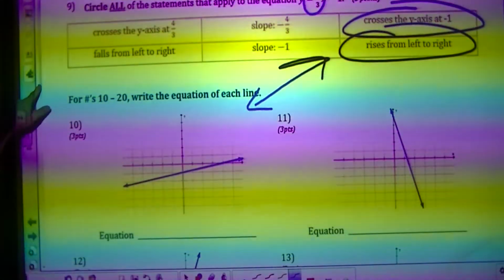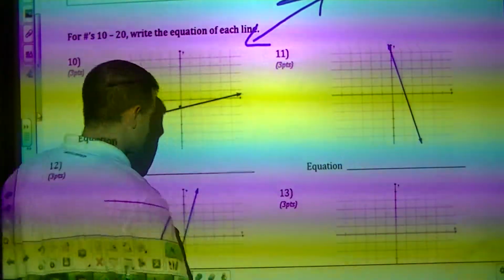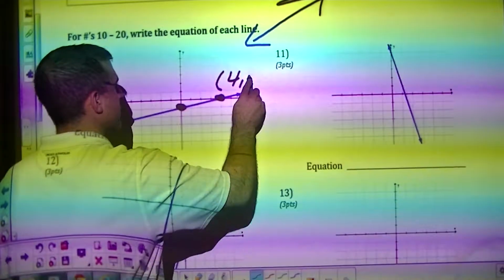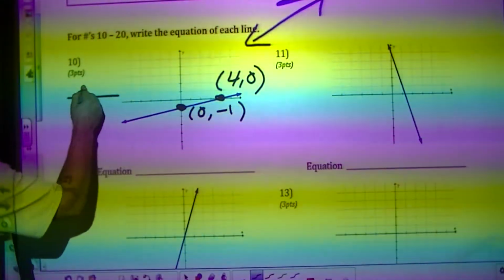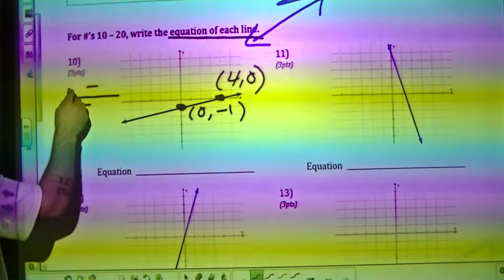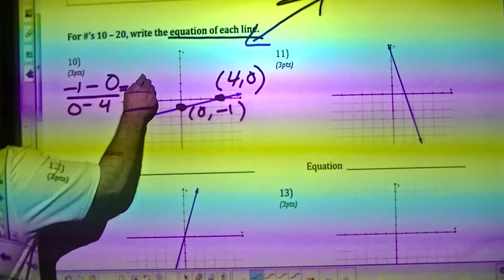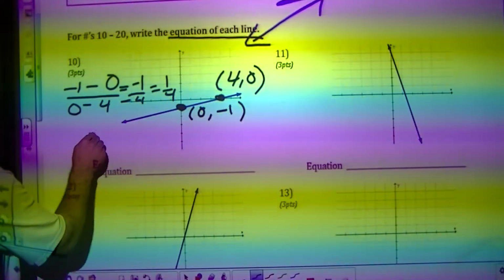Alright, on this problem, what you want to do is pick out 2 points. Use a different colored marker. So I'm going to pick out this point and this point. That's 4, 0, that's 0, -1, okay? So I want to turn the wheel because I want to write the equation of the line. So that's going to be -1 and 0, 0 and 4, that's -1 over -4, which is 1/4. Okay, so I got 1/4.